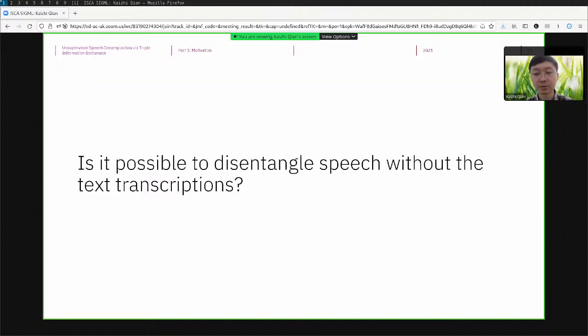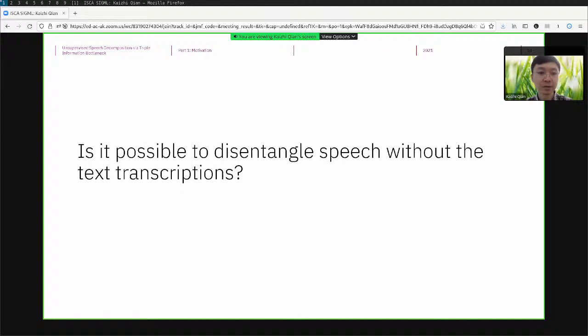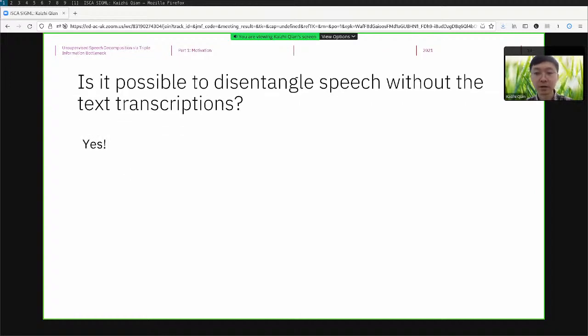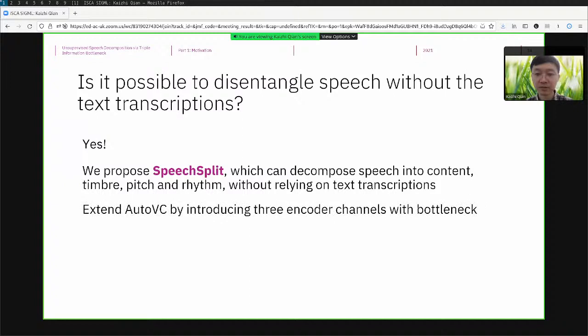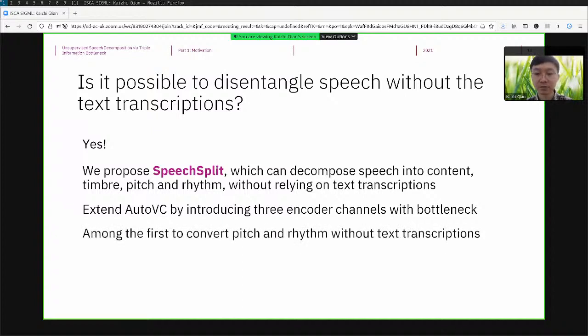So is it possible to disentangle speech without the text transcriptions? The answer is yes. In particular, we propose SpeechSplit, which can decompose speech into content, timbre, pitch, and rhythm without relying on text transcriptions. It extends AutoVC by introducing 3 encoders with bottlenecks. It is among the first algorithms to convert pitch and rhythm without text transcriptions. And I will introduce SpeechSplit in more detail in the following slides.